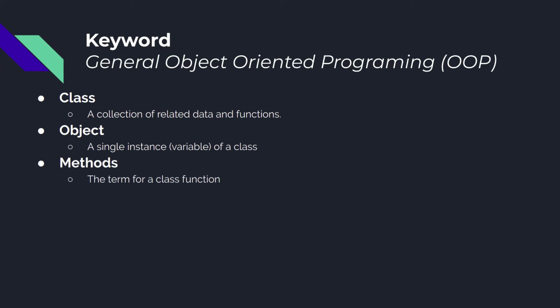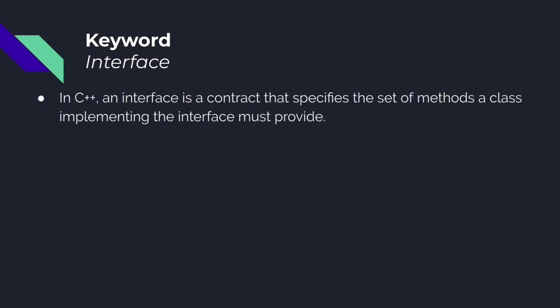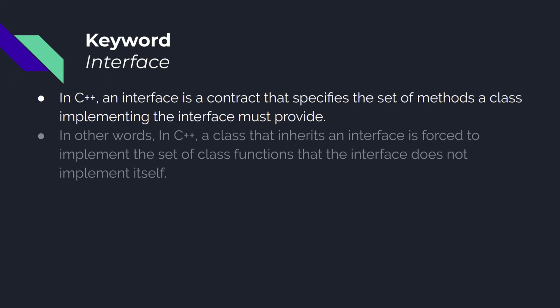Methods are functions within that class, and when I say implements, what I'm saying is that it's a class that implements an interface if it inherits it. We'll be going more into interfaces in the following slides. Okay, so an interface. In C++, an interface is a contract that specifies the set of methods a class implementing the interface must provide. And actually, this particular word interface is common across many other languages: Java, you can potentially do the same thing in JavaScript, and so on and so forth. A lot of strongly typed languages have interfaces. But to give it an easier to understand definition, in C++, a class that inherits an interface is forced to implement the set of class functions that the interface does not implement itself.